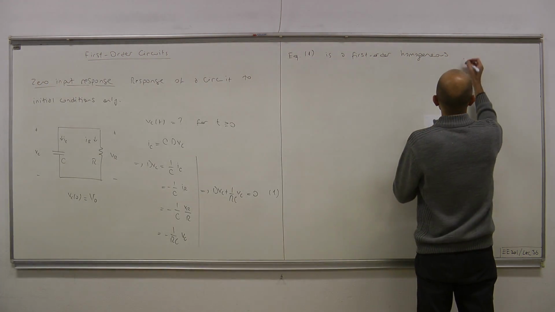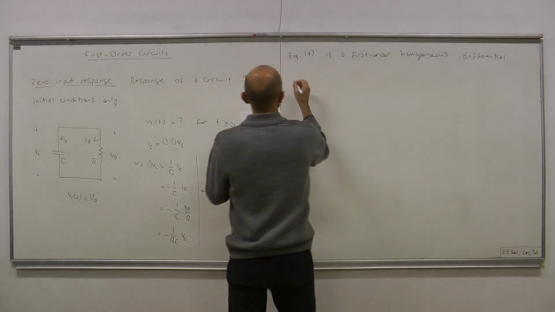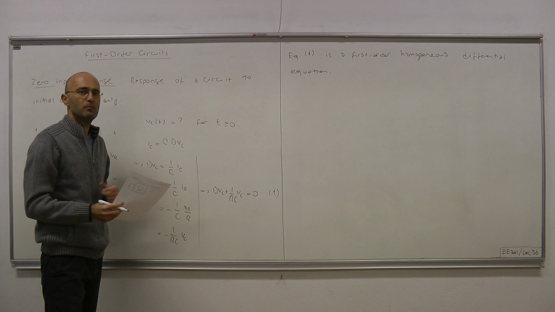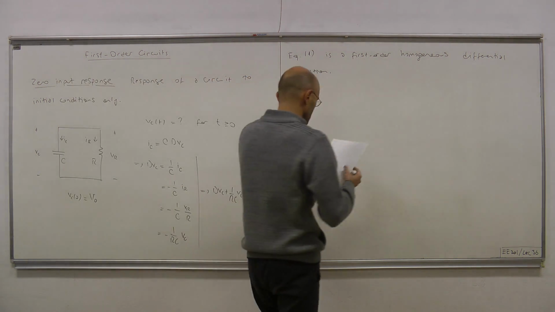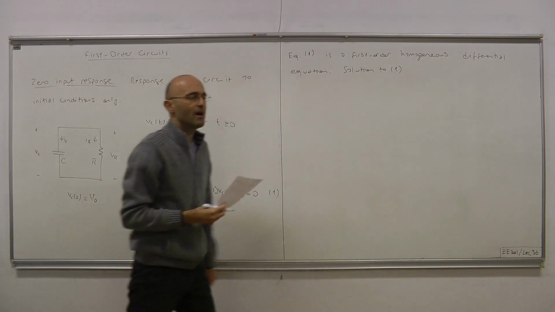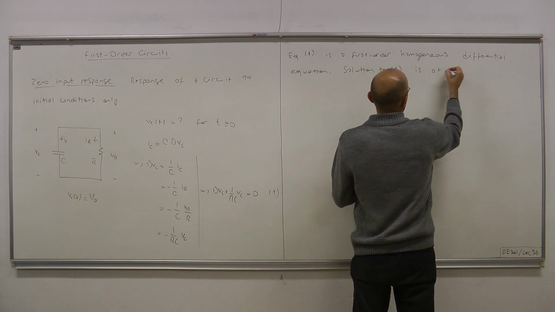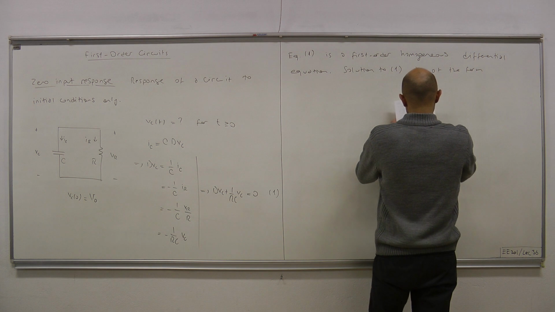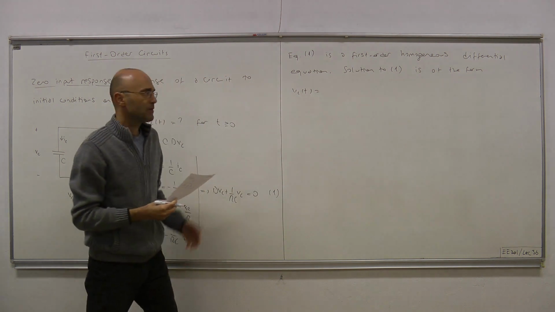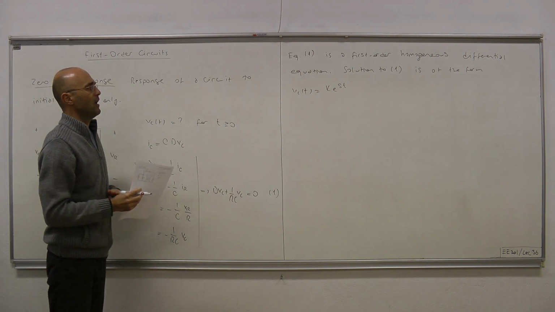Homogeneous differential equation. Once again, the right hand side is 0 because we have no input in the circuit. The solution to this equation has the following form. VC(t) equals some constant, and then we have multiplied by an exponential.